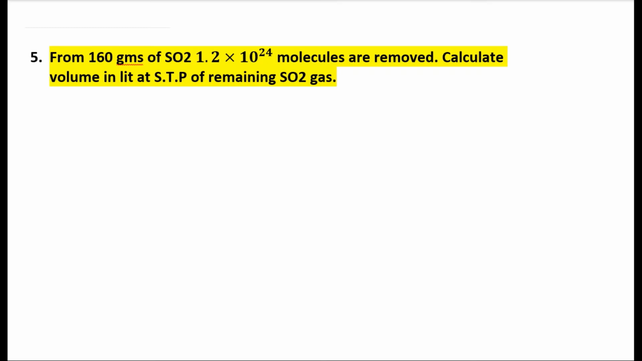Okay, so how to calculate this volume? By using the information. First, read the problem thoroughly. From 160 grams of SO2, 1.2 into 10 power 24 molecules are removed. Calculate the volume. Here we have to calculate volume. In the previous problem we calculated moles and mass. So in this problem, we have to calculate volume. Okay, so how to do this problem? You just see clearly. So how to solve this problem?